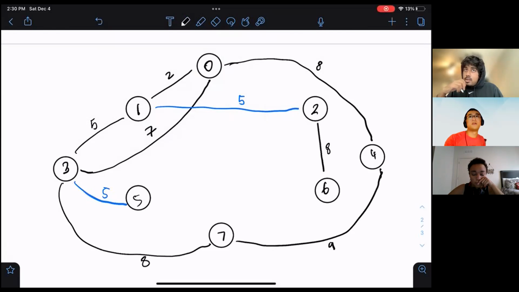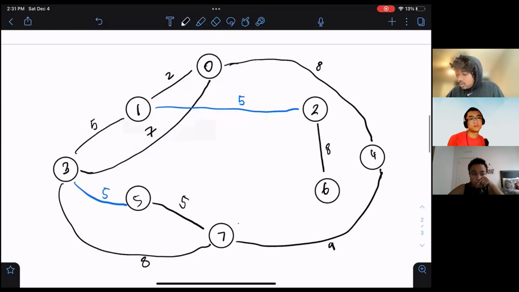And then 5 goes to 3, we already did that. And then 5 goes to 7 with the weight of 5. And then 6 goes to 2, we already did that. Then 6 goes to 7 with the weight of 7. And then for 7, it goes to 3, 4, 5, and 6, right? We have all of those.